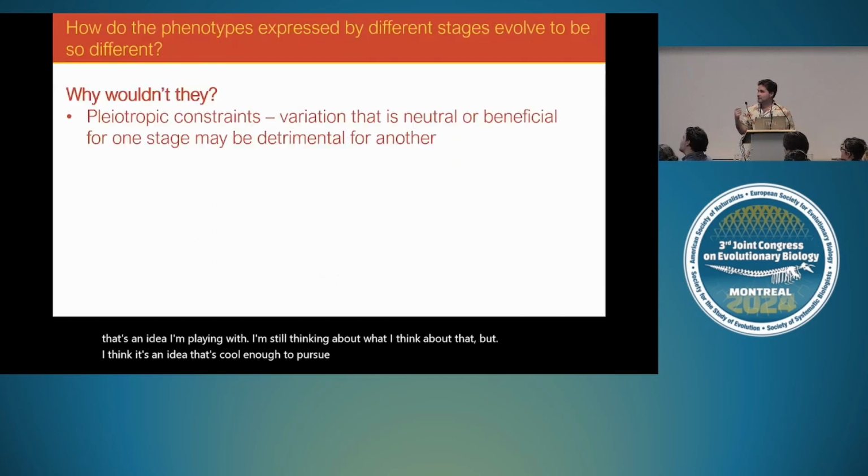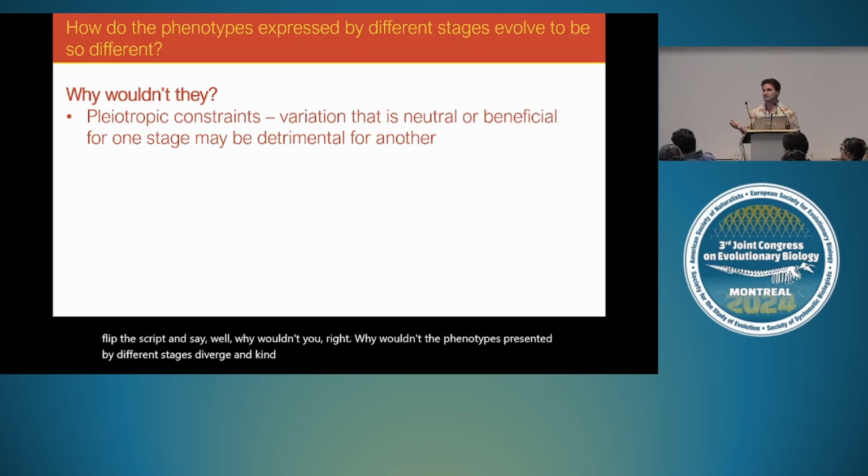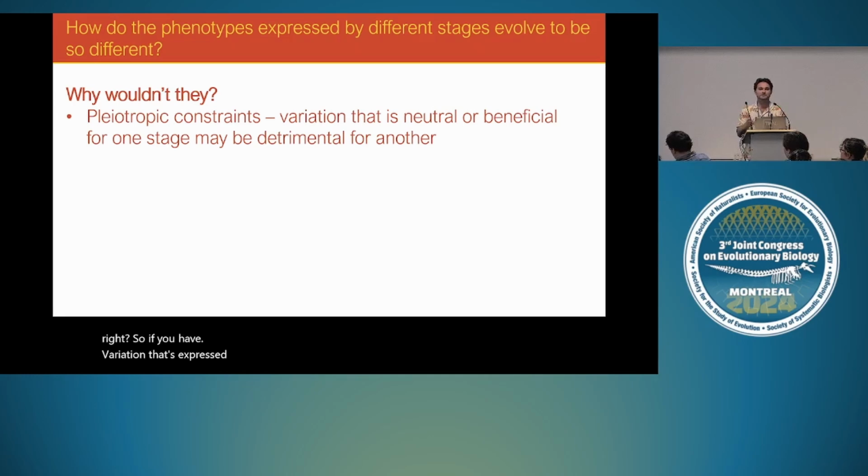So getting back to that question of, how do you get all of those distinct phenotypes packaged into the same genome? You can flip the script and say, well, why wouldn't you? Why wouldn't the phenotypes presented by different stages diverge? The general idea is that there are pleiotropic constraints. If you have variation that's expressed during one particular stage, maybe it's neutral, maybe it's beneficial, but that has deleterious consequences for another stage, well, that's going to be constrained. That variation is not going to be able to persist.